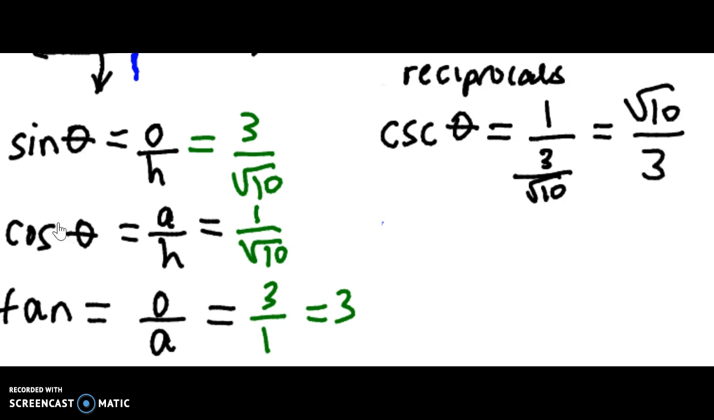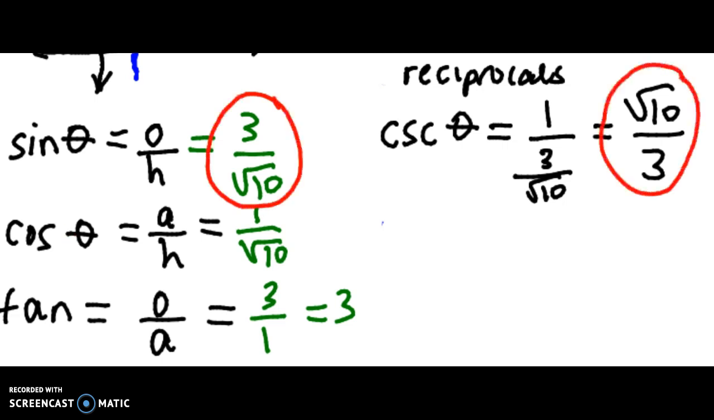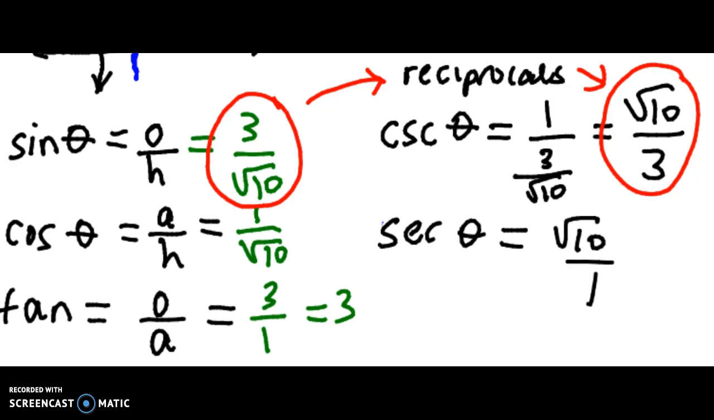Compare these two. The sine of theta was 3 over the square root of 10. The cosecant of theta is the square root of 10 over 3. It just flipped it upside down. They are reciprocals. The same is true for cosine. Its reciprocal is secant. So the secant of theta would be the square root of 10 over 1, because again, we're taking the ratio we got from cosine and inverting it, or finding its reciprocal. And lastly, the cotangent of theta would be the reciprocal of 3 over 1, which is 1 over 3.